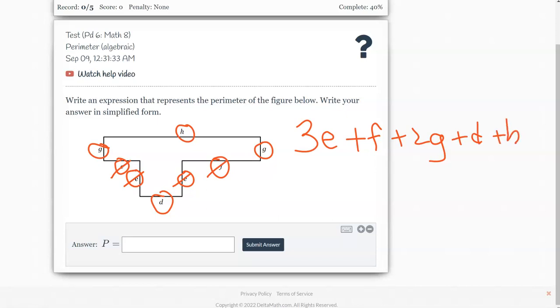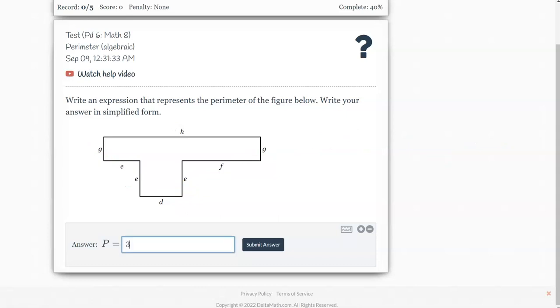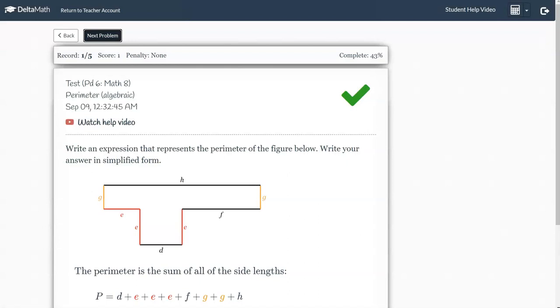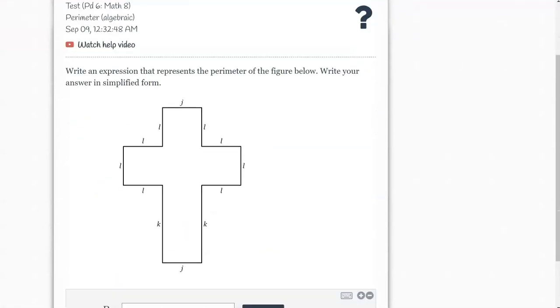Now, usually I would write my letters in alphabetical order, like A, B, C, D, E, F, G, but it doesn't matter for this one. So I'm going to go ahead and type that in. 3 E's, 1 F, so I'm going to type 3E plus the letter F plus the letter D plus 2G's plus an H. All right, so I type that all in there. Let's see how we did. Awesome. So let's try another one.